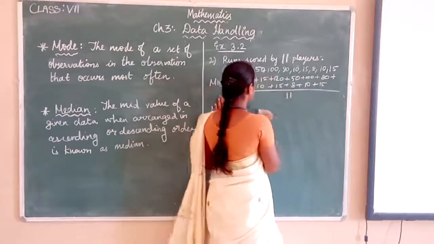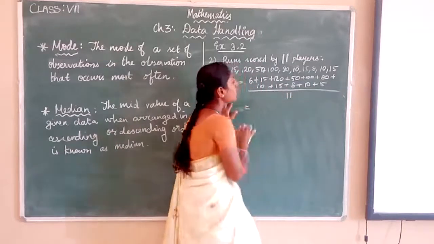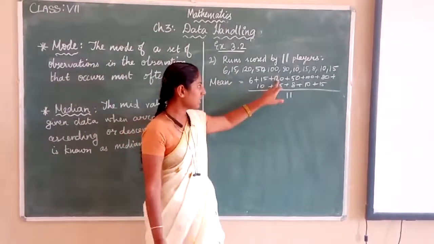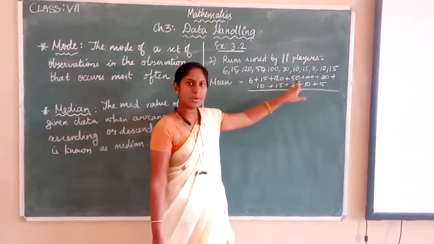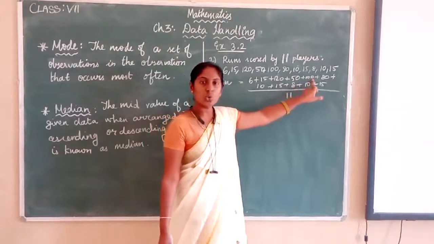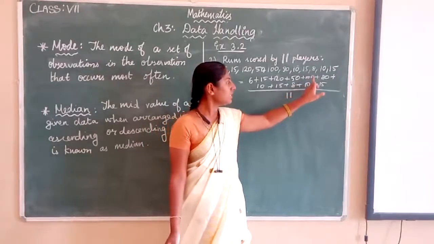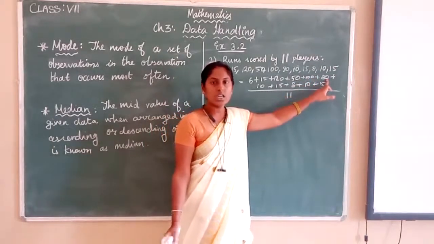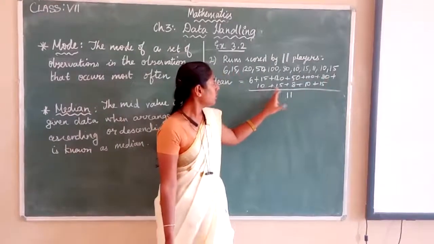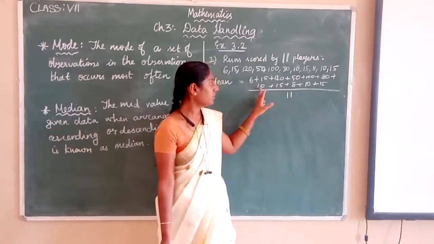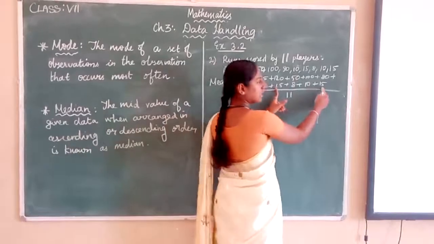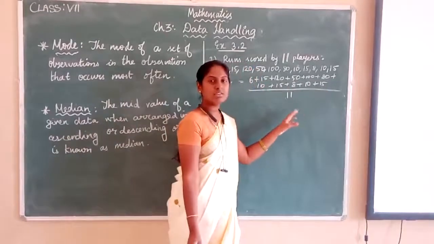So what do you have here? Let us add all the big numbers first. Here 120 is given and 50. 120 plus 50 will give you 170. 170 plus 100 is 270. 270 plus 80 is 350. Then you have 10 here: 350, 360, 370. Then these two 15s will make 30. 370 plus 30 will give you 400.